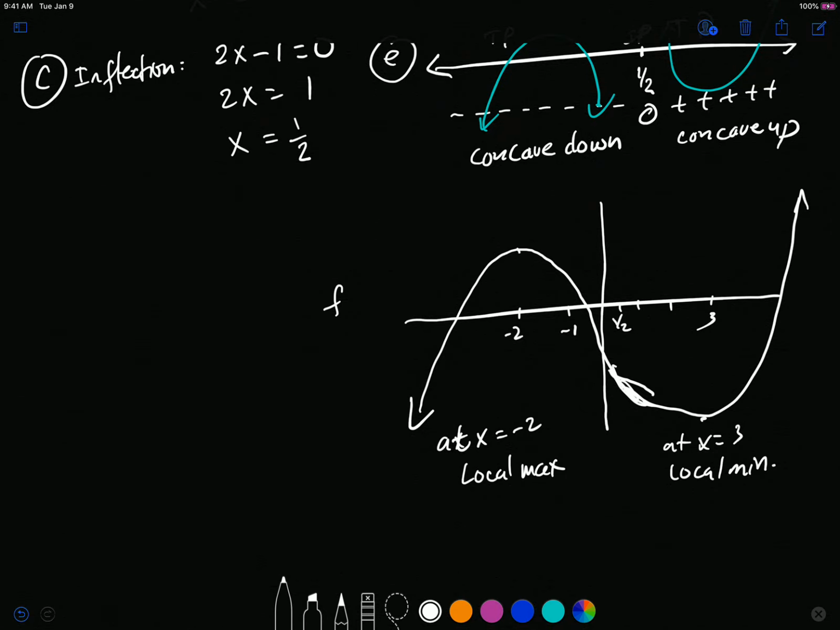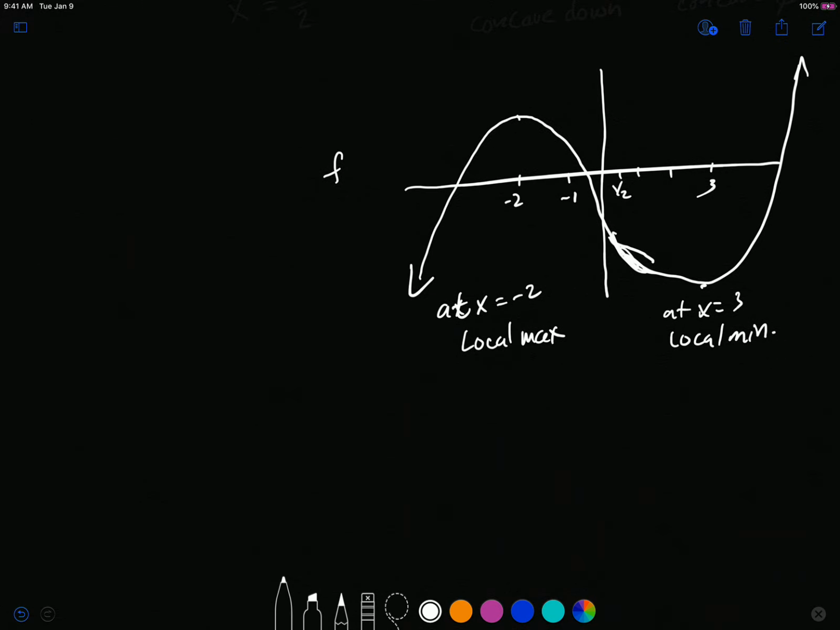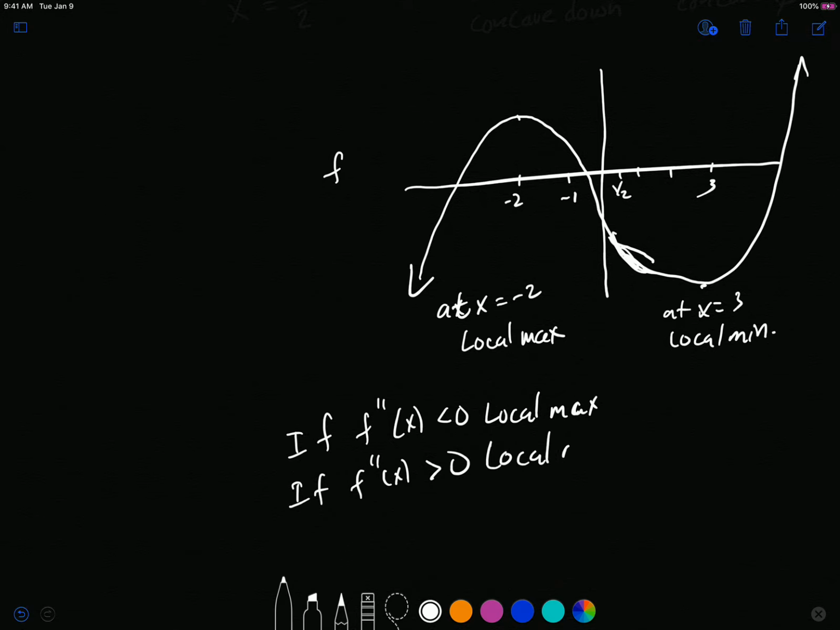The other way of getting to this answer is using the second derivative test. Remember the rules for the second derivative. If f'' at the value x is negative, you have a local max. If f'' at the point is greater than 0, then you have a local min. And if f'' is equal to 0, you have no result, inconclusive.